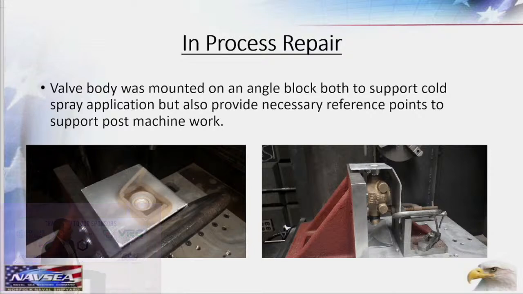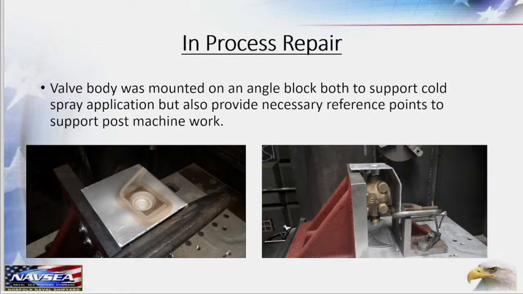Part of the challenge with this particular component is it's all cast. You don't have any reference points to post machine off of. So we had to put this on an angle block, indicate off the angle block, do our pre-machining, take the angle block into the booth, spray the part, and then bring it back in to post machine, and hopefully everything lines up. Castings are kind of notorious for not having anything to indicate off of to get back to where you need to be. It's a lesson we learned from cold spray: you've got to be thinking post-machining before you cold spray, because you can easily get rid of your reference points before that.